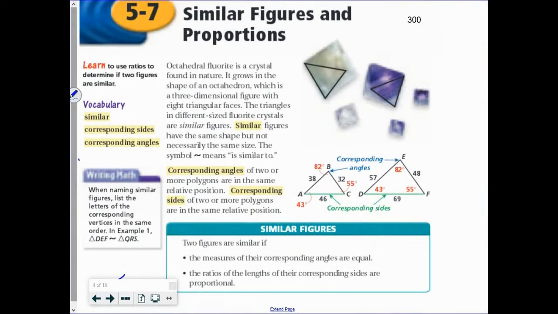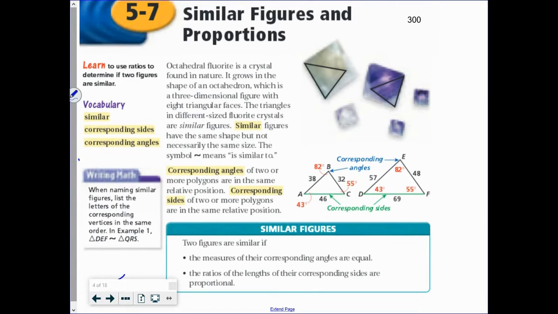All right. Today we're going to be taking a look at similar figures and proportions. It says the octahedral fluorite is a crystal found in nature. It grows in the shape of an octahedron, which is a three-dimensional figure with 8 triangular faces. The triangles in different sized fluorite crystals are similar figures. Similar figures have the same shape, but not necessarily the same size.